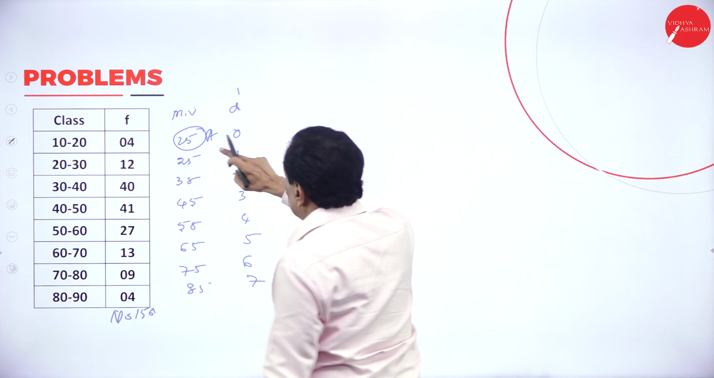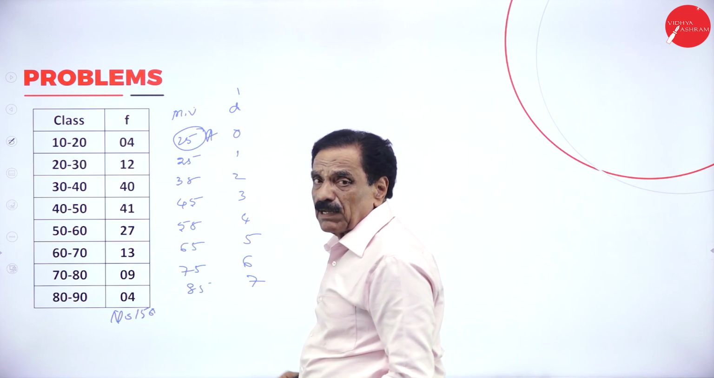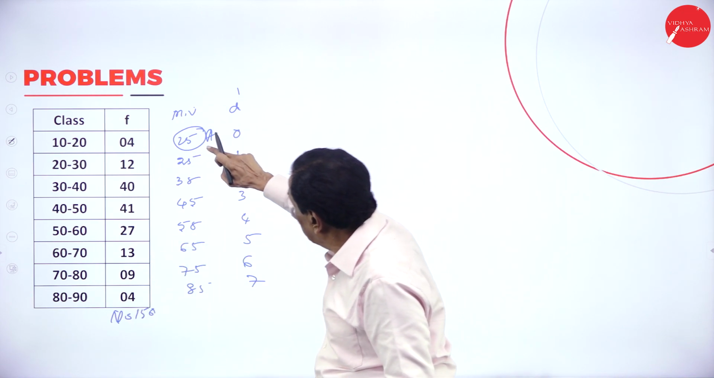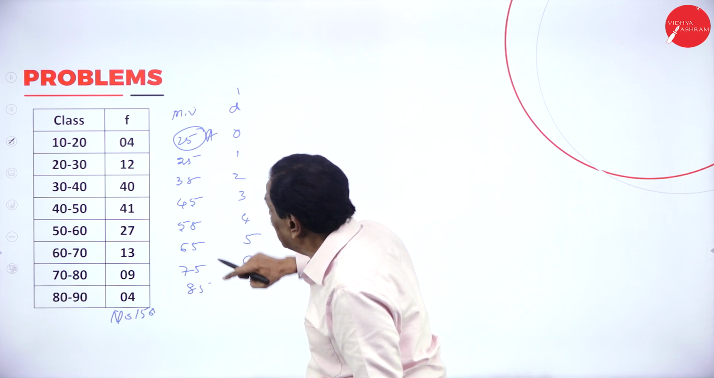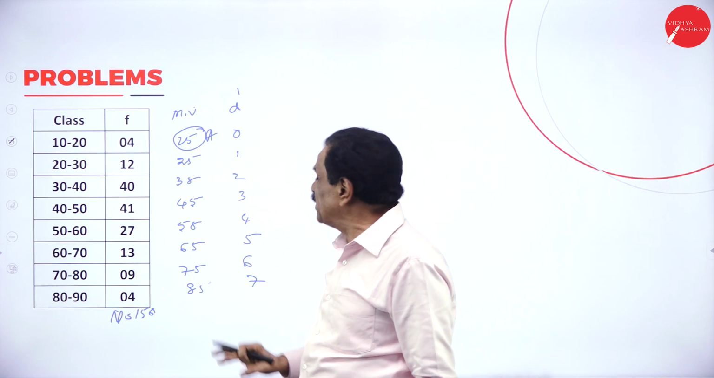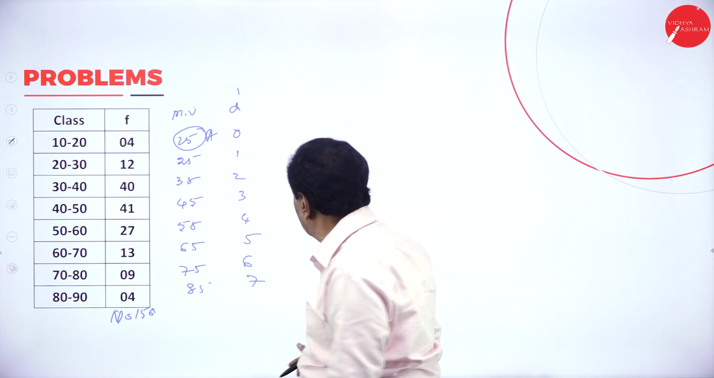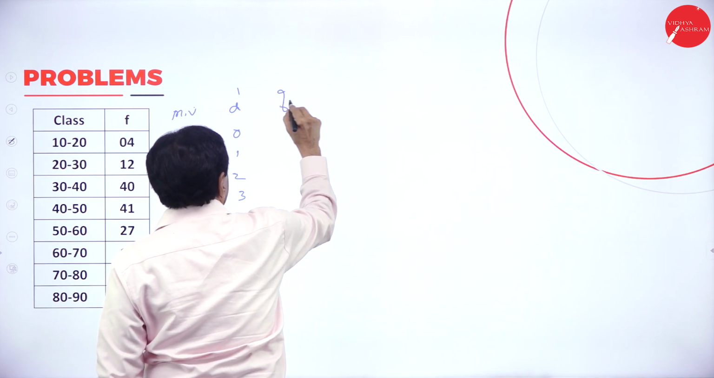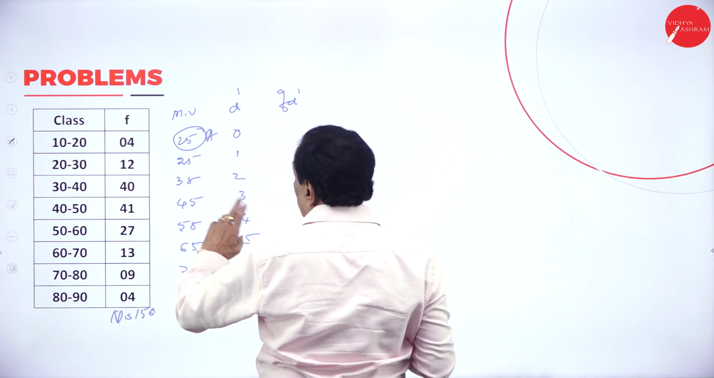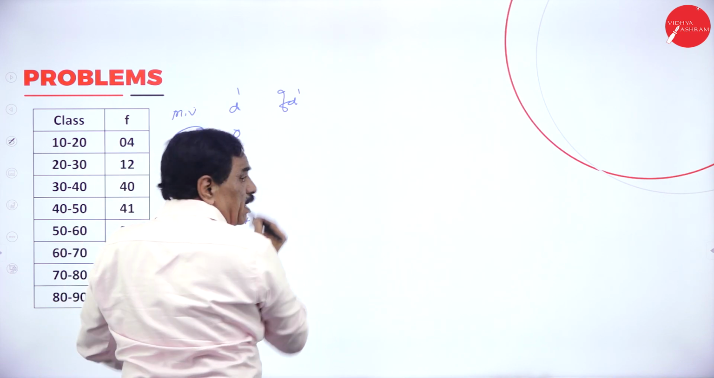This is the deviation from here. Some lecturers and authors write 25, 15, 10, but D dash means we can write 1, 2, 3, 4, 5, 6. What is the next step? F T dash, multiplied by frequency.